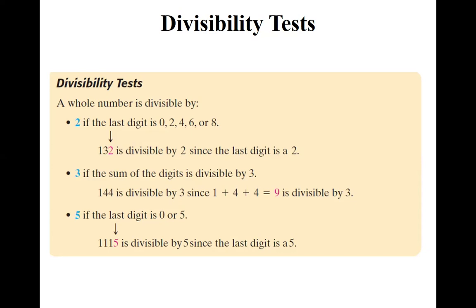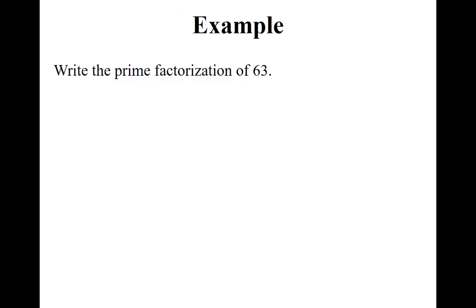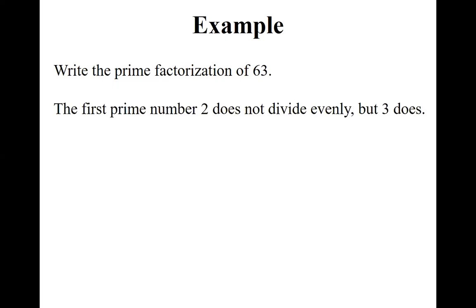Not listed here, but another common divisibility test is the divisibility by 10. If the number ends in 0, it's divisible by 10. Write the prime factorization of 63. We need to be able to see 63 and immediately go 9 times 7. We need to know our multiplication facts.